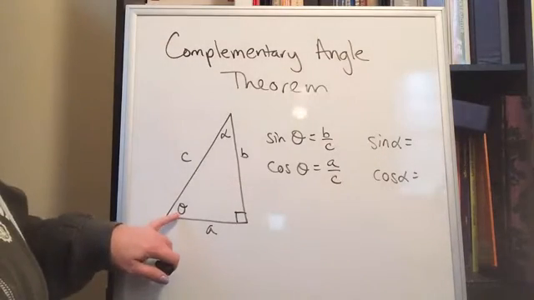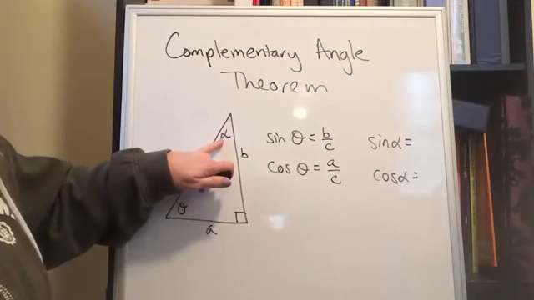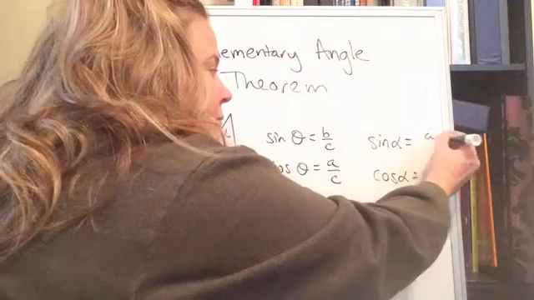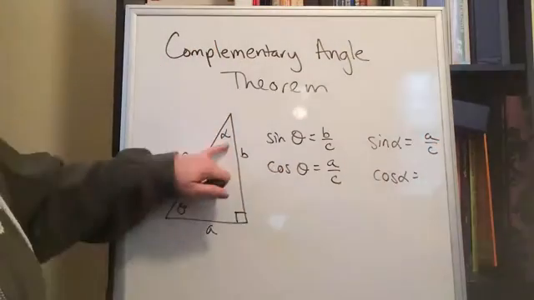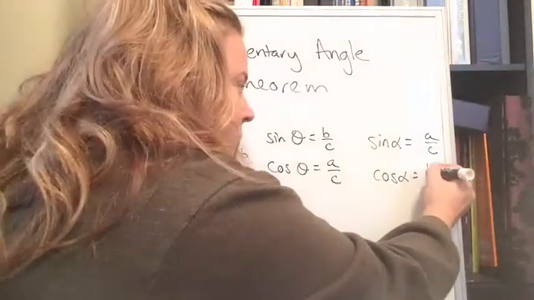Alright, so now let's switch the angle. Let's talk about the angle up here, which I'm calling alpha. What's sine of alpha? That would be a over c. And what's cosine of alpha? That would be adjacent, b, over hypotenuse, c.